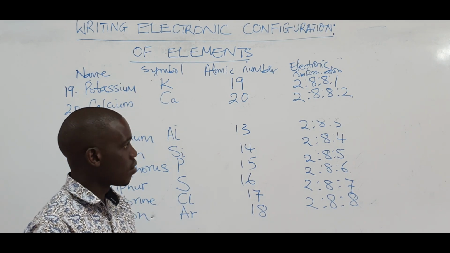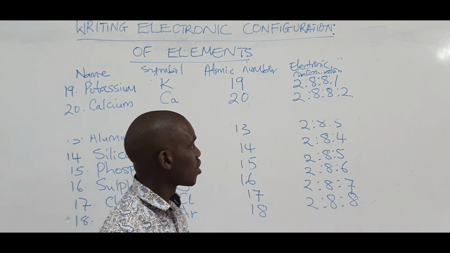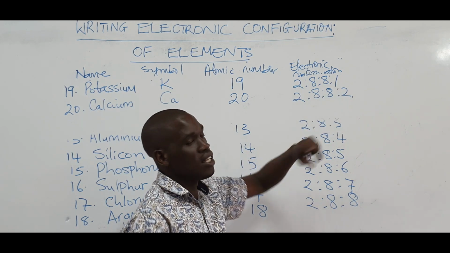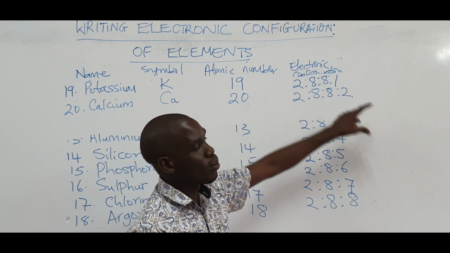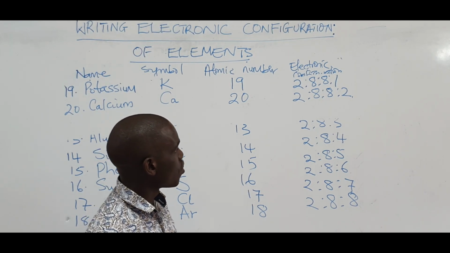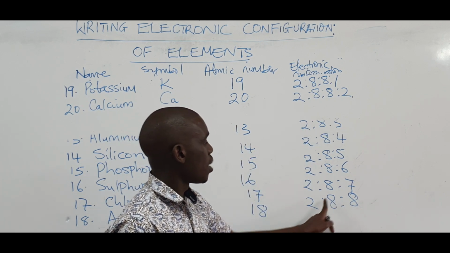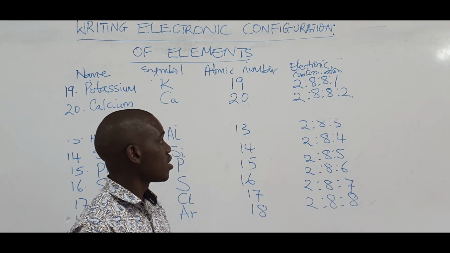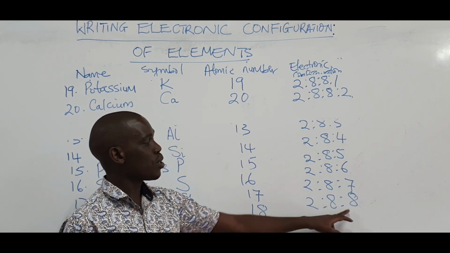Still to remind us, the outermost shell gives us the valency electrons. So the number of electrons in the outermost shell is the same as the valency of that element. And we call the outermost shell the valence shell, where we have the valency electrons. And the number of the partitions here gives us the period to which the element belongs, or the number of shells. For example, in this case, we have 2, 8, 8.